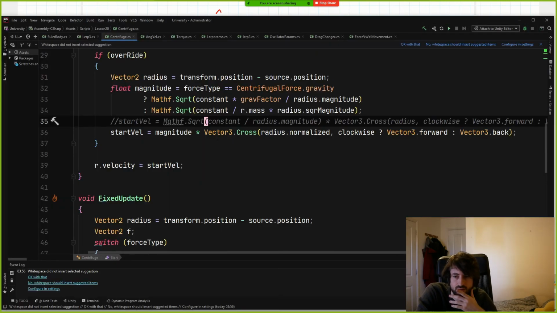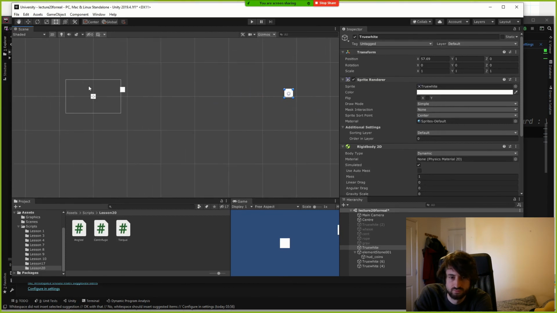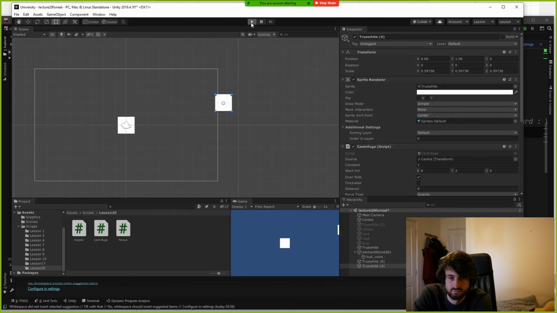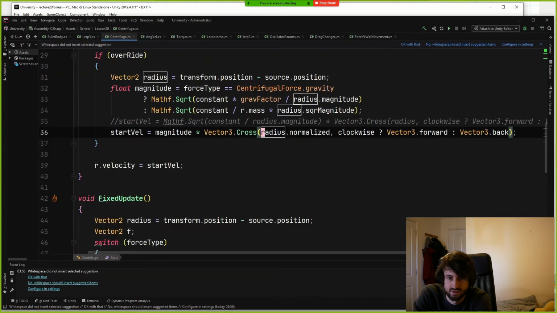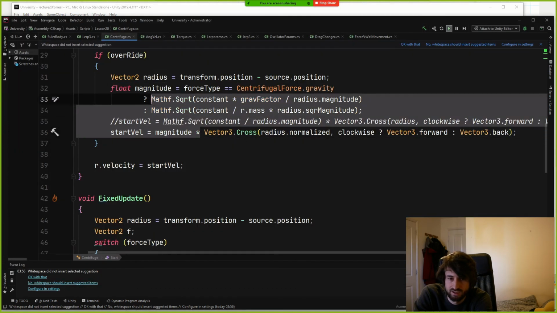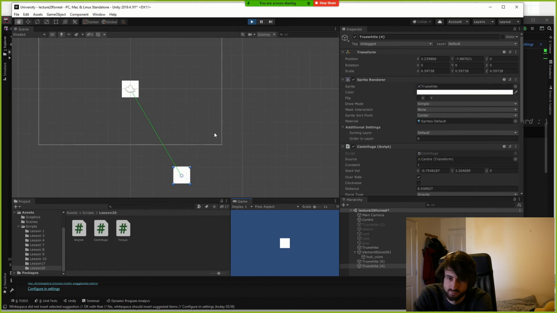If you look here, I said if you're clockwise, I cross it with forward, otherwise I cross it with back. Okay? And then if I'm going to move it clockwise, then it's just crossed in the other direction, and that's how it knows which direction to go in. I calculated the magnitude, but the only way it knows its own direction is I took the radius, this green line, and I crossed it with forward, and that gives me the perpendicular vector.